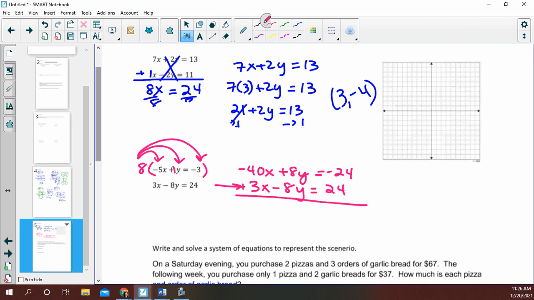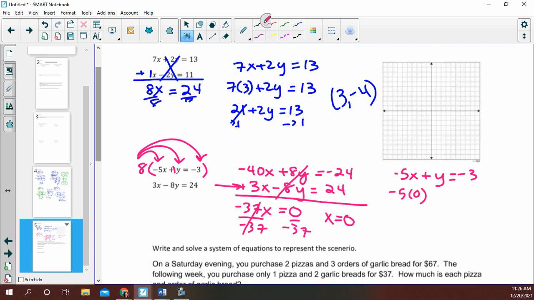And going down, so this gets me negative 37x. This cancels. This is not no solution. I still have an x there. So you detach and divide. So x is 0. I'm going to make the top one to go back into. So negative 5 times 0 plus y, which negative 5 times 0 is just 0. So my y is equal to negative 3. So 0, negative 3 is your answer.